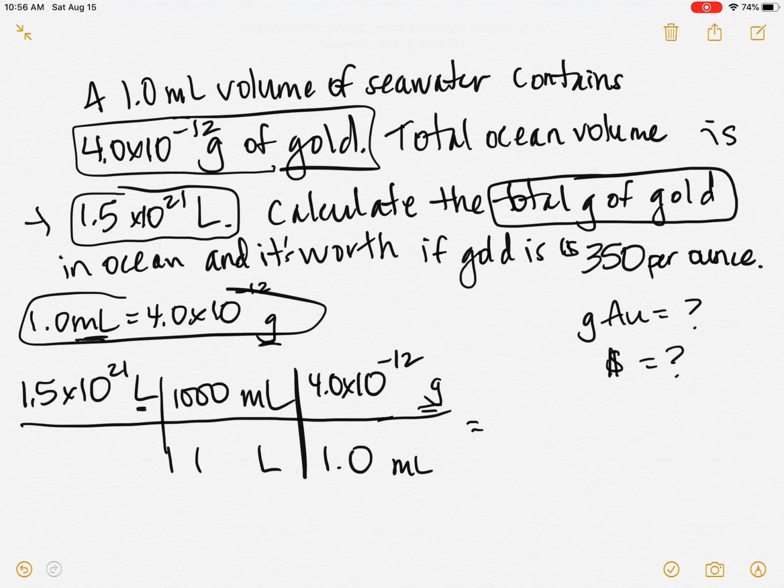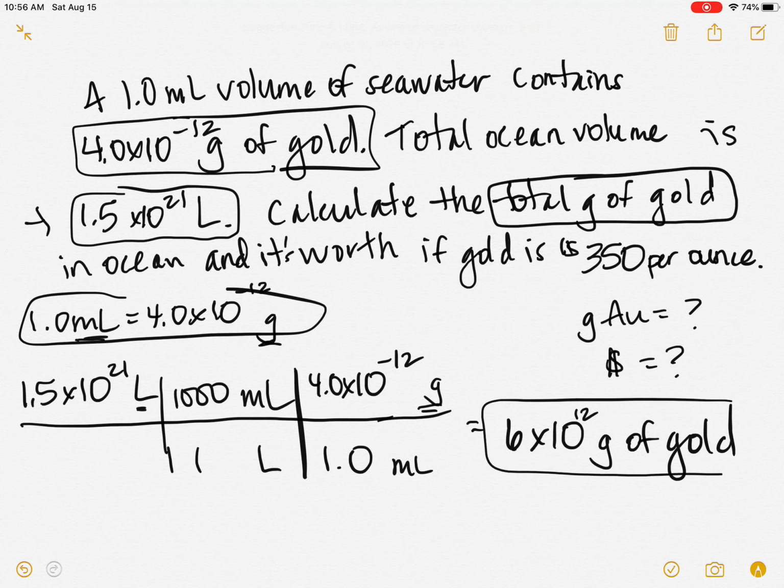So 1.5 times 10 to the 21st power, right, times 1,000 times 4.0 times 10 to the negative 12. And I'm going to get a very large number. I get something like, let's see, what is that? Oh my gosh, 6 times 10 to the 12th grams of gold. That's a lot of gold.